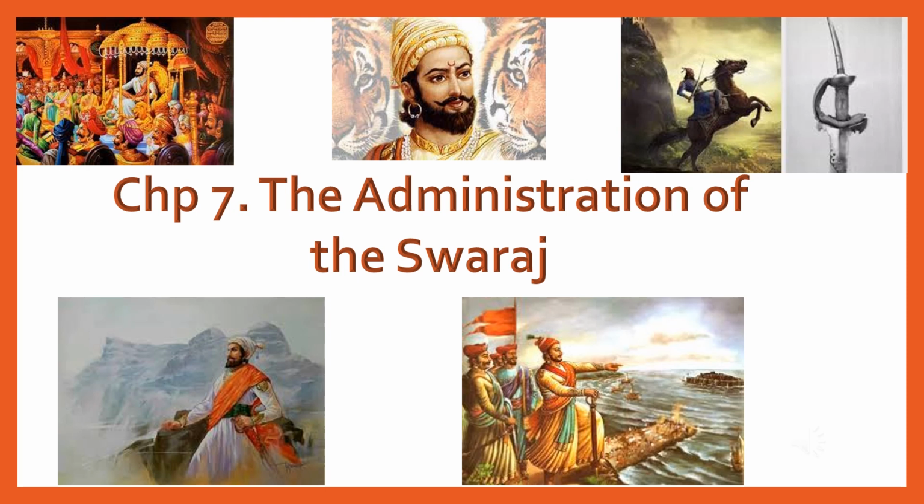In today's video, we shall learn about a chapter from the Standard 7th History textbook of the Maharashtra Board. The name of the chapter is The Administration System of Shivaji Maharaj. This chapter explains how systematically the Maharaj organized his kingdom after attaining the Swaraj. So let's begin with the lesson, the administration of the Swaraj.